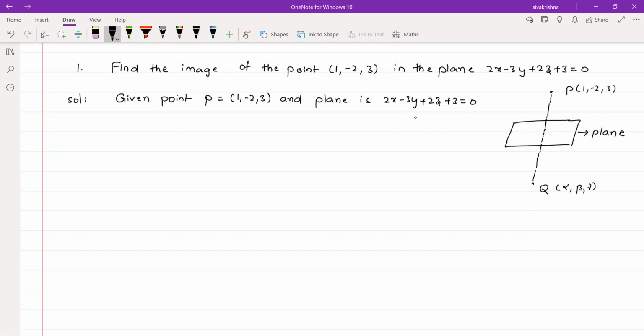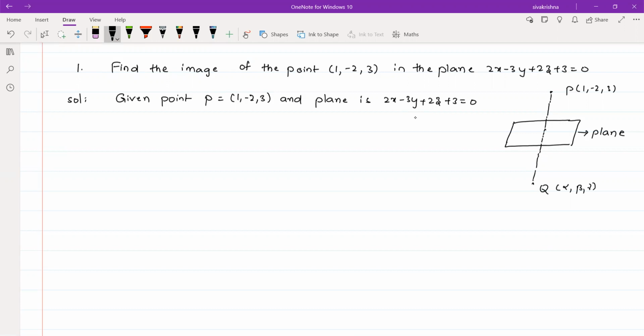From the diagram, we see PQ as a line. First we have to find the equation of the line PQ. In order to find it, we require at least 2 points. If we know P and Q, then we can find the equation of the line, but we don't know Q. We only know P. So we have 1 point, and if we know the DRs of the line PQ, then we can find the equation of the line PQ.